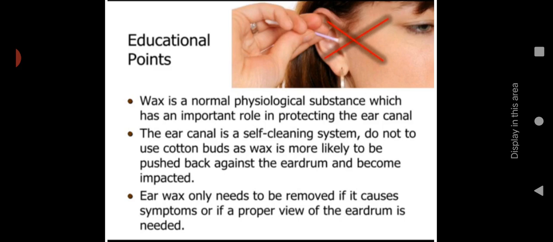So there is no need to use any cotton bud or any other articles, because sometimes when we use the cotton bud, it can irritate or push the wax back against the eardrum and it becomes impacted. More obstruction can occur. Earwax only needs to be removed, and they have mentioned the indication for removing earwax: if it causes symptoms or if a proper view of the eardrum is needed. If there are symptoms like impacted earwax, only then do we go for removal of earwax.